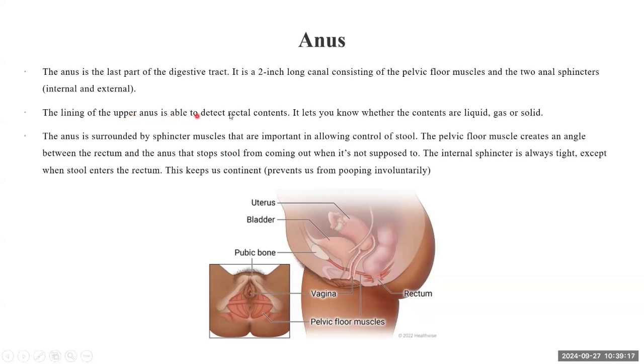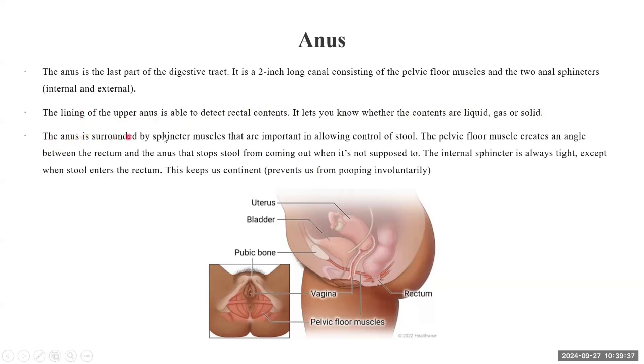The lining of the upper anus is able to detect rectal contents. It lets you know whether the contents are liquid, gas, or solid. So this is how you detect whether you are going to pass gas, a liquid stool, or a solid stool. This upper part of the rectum detects this.